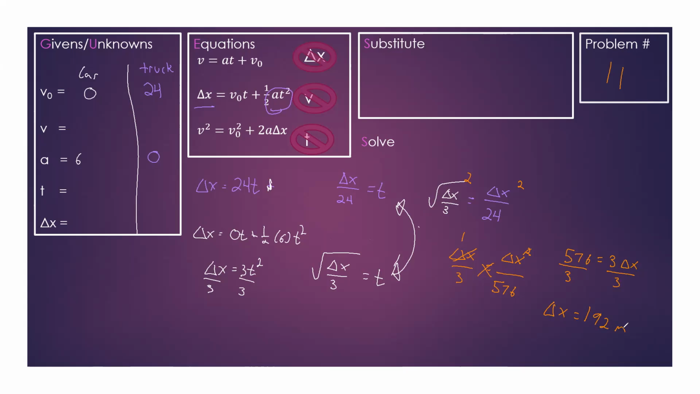There's an easier way I could have done this had I thought to do problems 10 and 11 as the same problem. We know it took 8 seconds. So you could have said, okay, for this equation here, how far would you go in 8 seconds? It's 24 times t. So 24 times 8 gets you 192. That's the easier way to do this problem: think ahead.